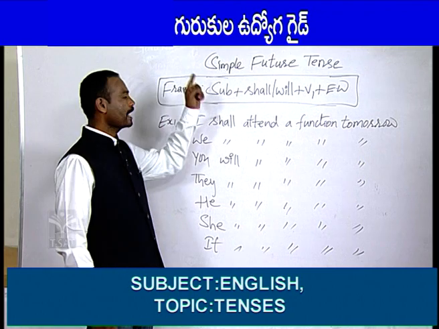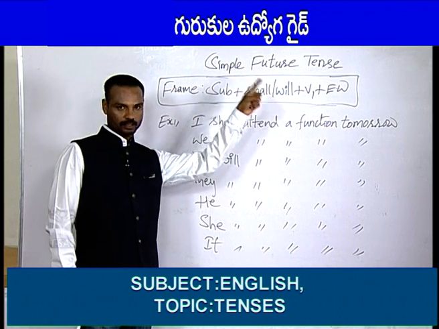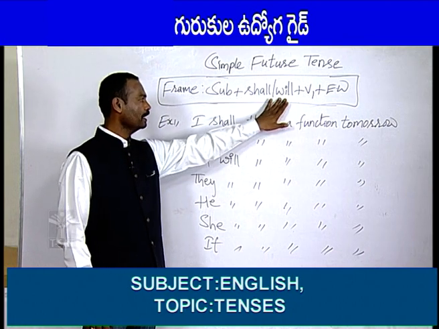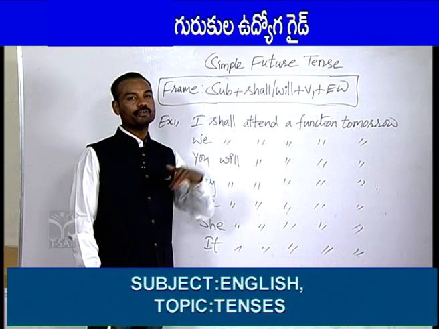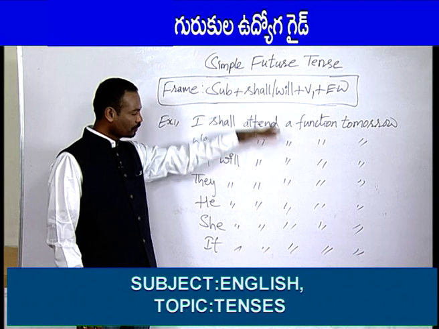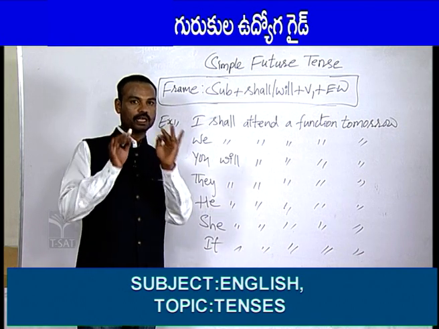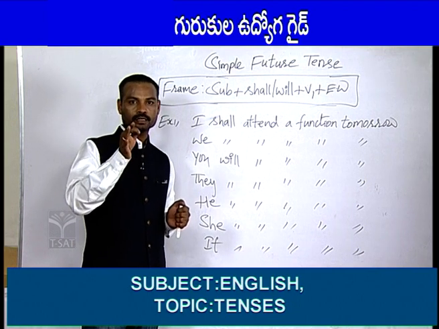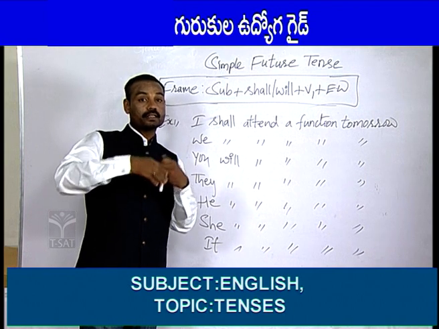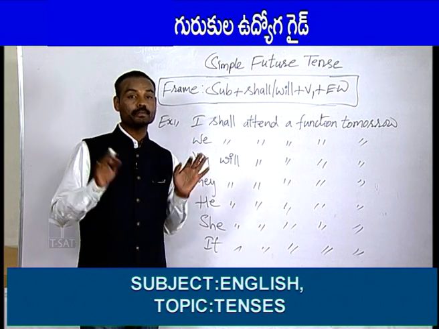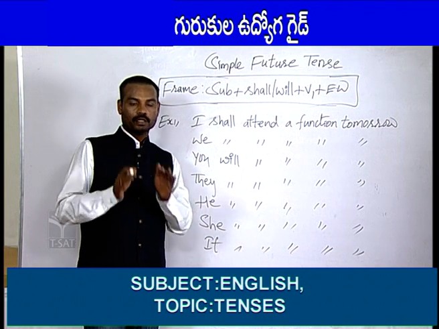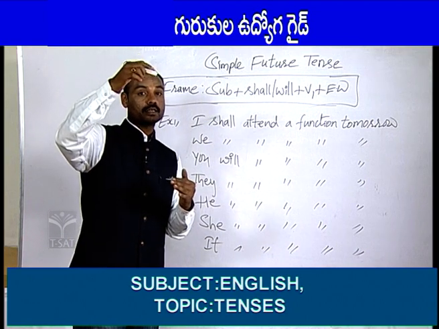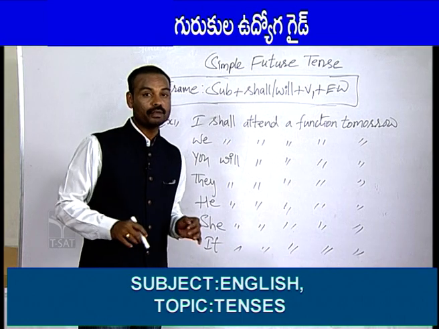Friends, here is another tense, that is simple future tense. This is the frame of the tense. Subject plus shall or will and V1. V means verb. EW for extra words. So before going to know how to write sentences, let me tell you the definition of simple future tense. The tense which is used to indicate an action which will take place at some time in the future is called as simple future tense. Once again, the tense which is used to indicate an action which will take place at some time in the future is called as simple future tense.